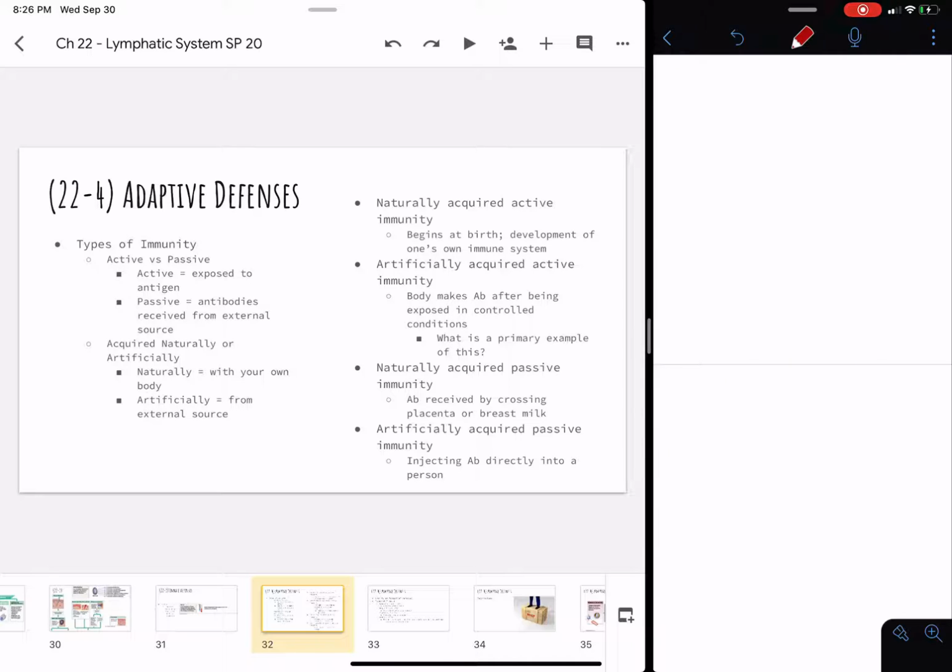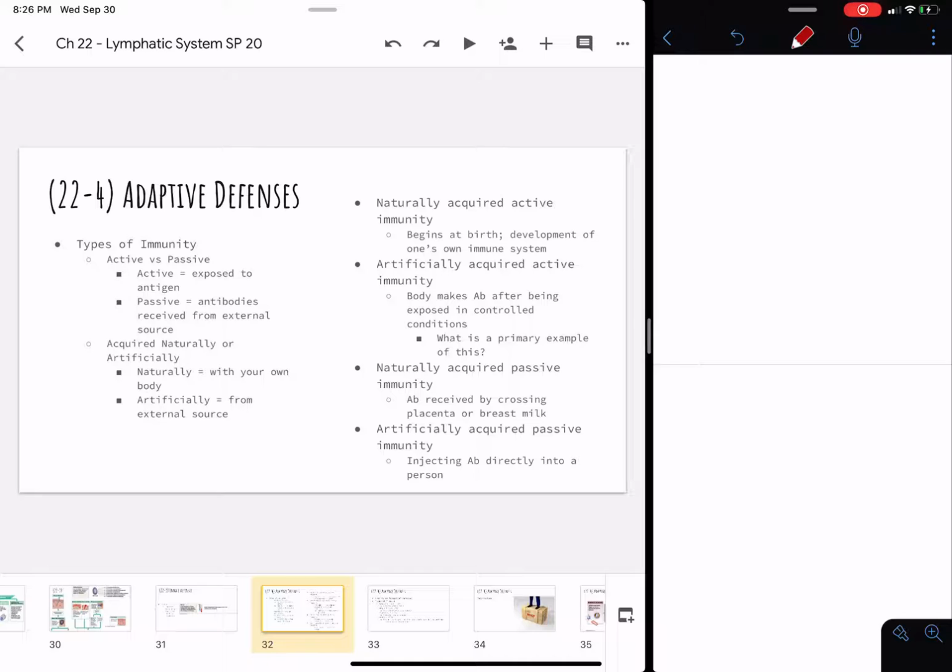What does this mean? The difference between active and passive: active means that you will gain some sort of immunity, but you have to initiate your own immune system in order to get that kind of immunity. Versus passive means that you'll receive immunity from someone or something else's ability to make that immunity.